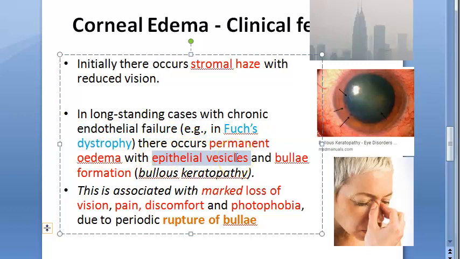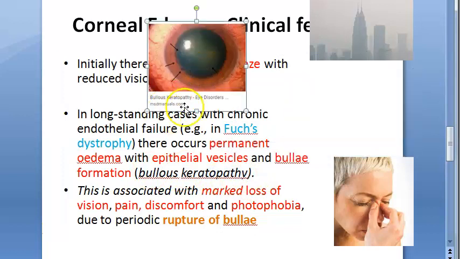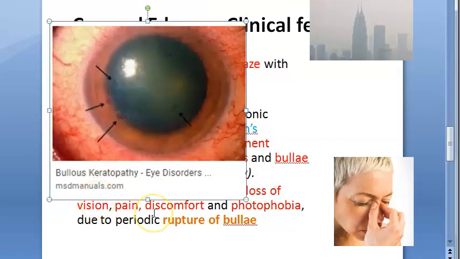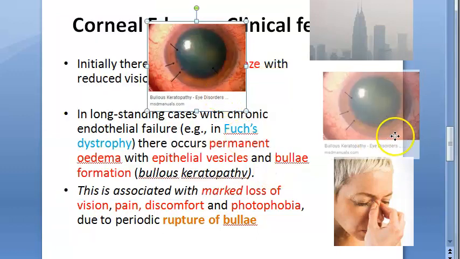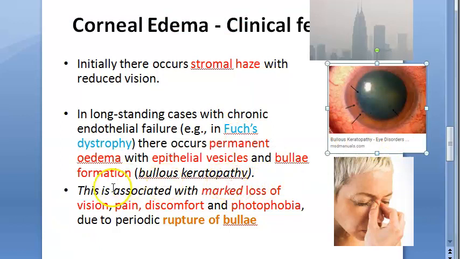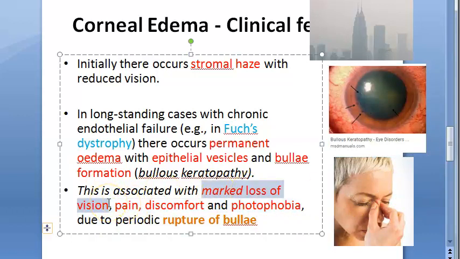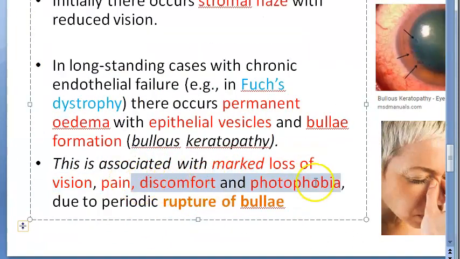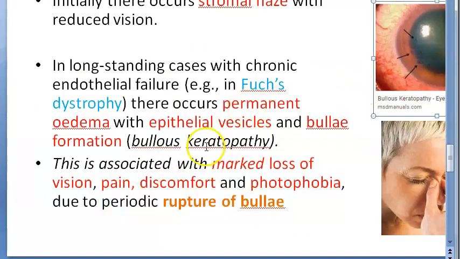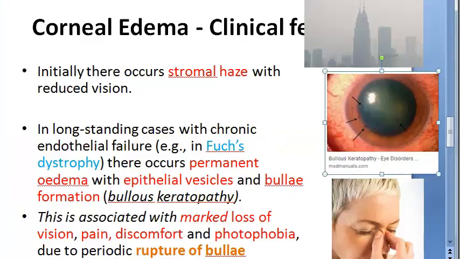Okay. So there will be epithelial vesicles and bullae formation. That is called bullous keratopathy. So this person will have what? In the long-standing cases, they'll have marked loss of vision, not just reduced vision. Here they are saying marked loss of vision. Pain will be there, discomfort, photophobia, mainly because of the rupture of this bullae. Wow. So something is rupturing like balloons here.